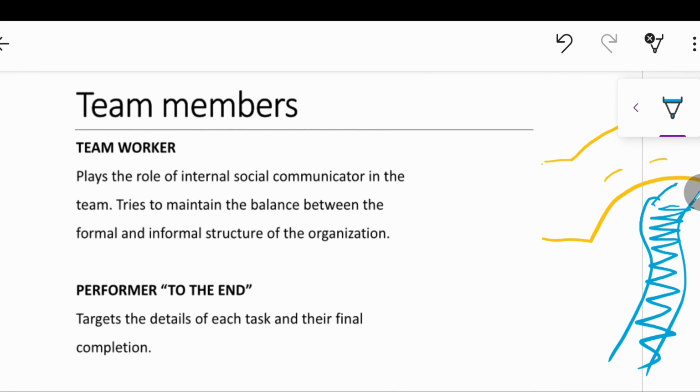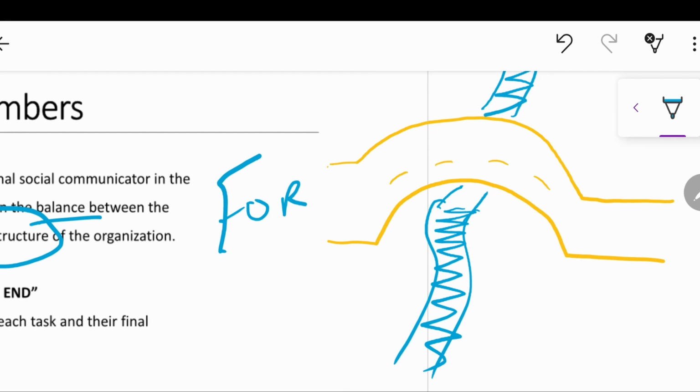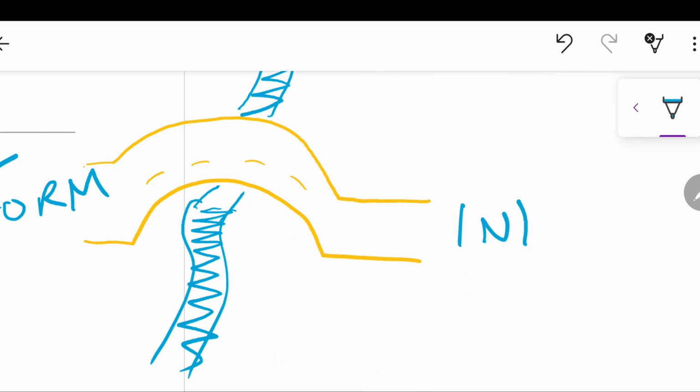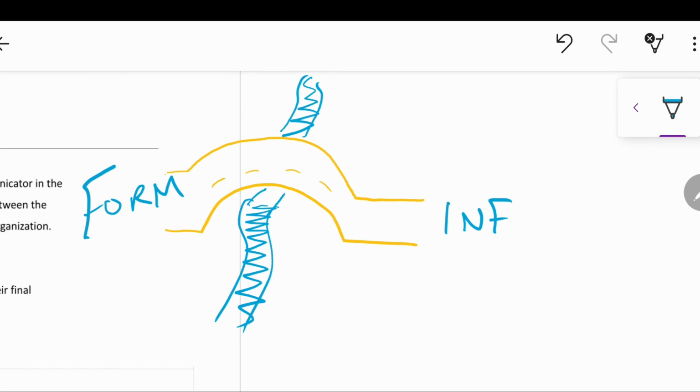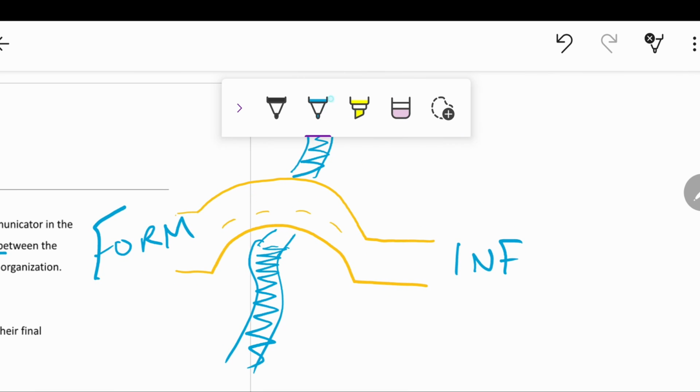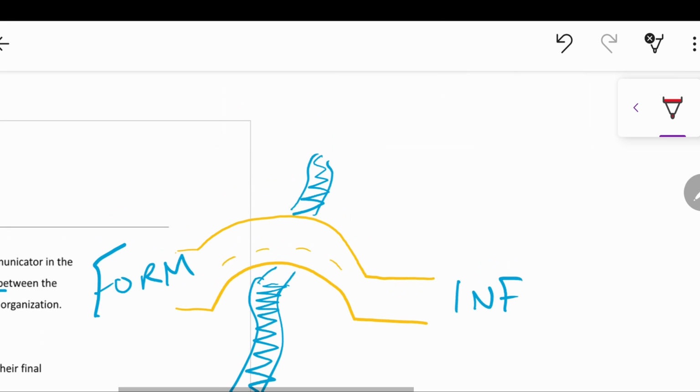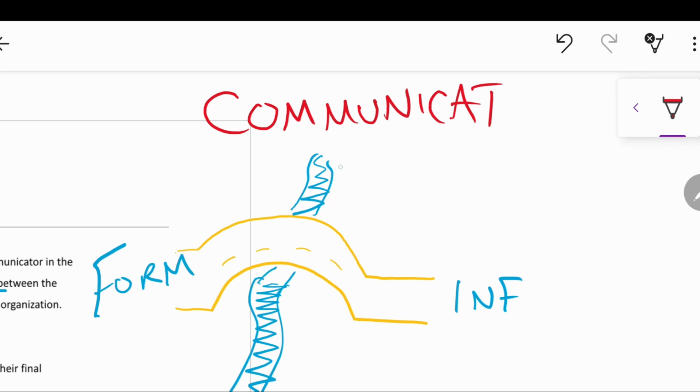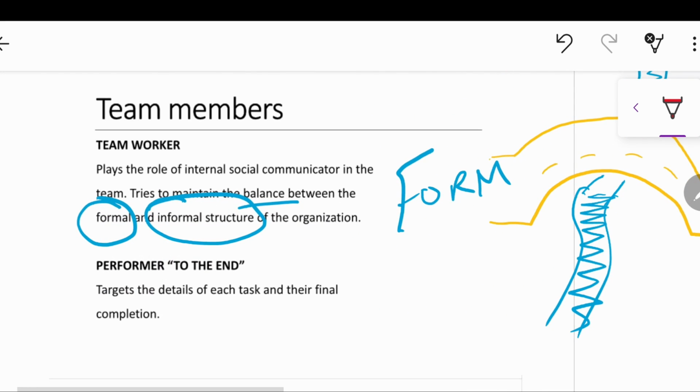so the team worker is the bridge, the balance between the formal and the informal structure. The formal and the informal, they are the bridge between the two because he is the communicator between the two. He communicates, and from this communication provides information to the informal team, the team worker. The communicator and tries to balance the formal and the informal organization.